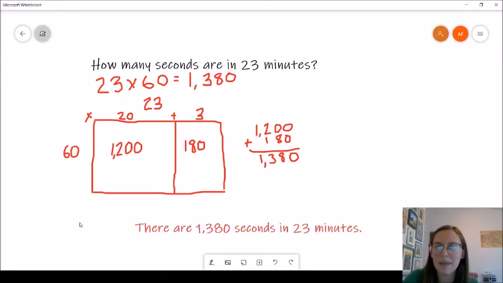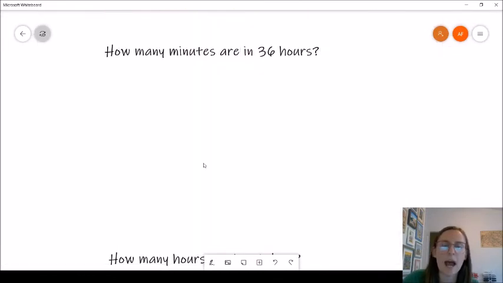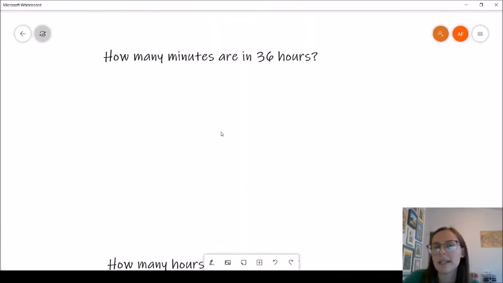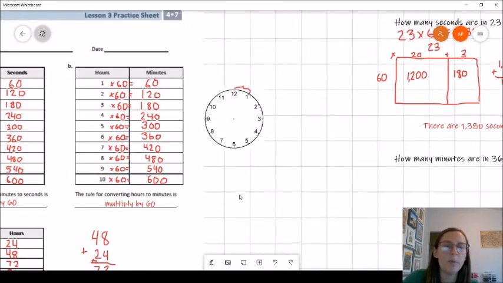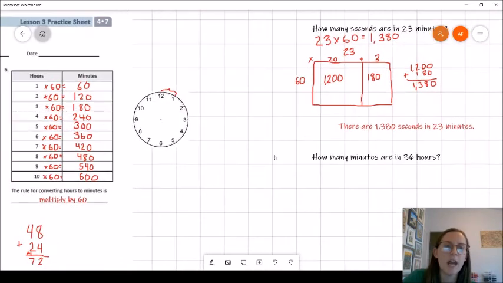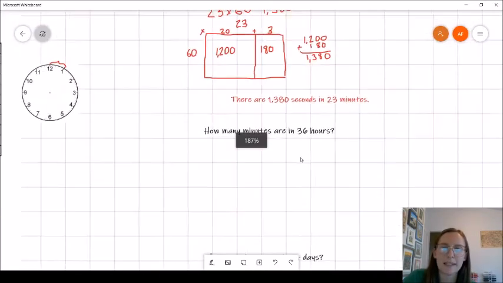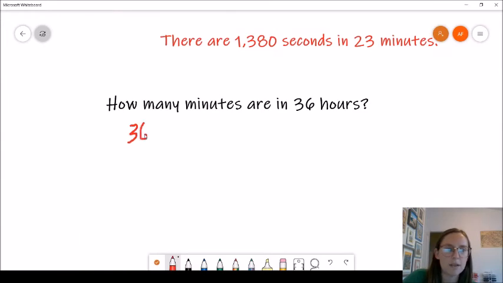The next problem that I am going to look at is how many minutes are in 36 hours. So I'm going to need to convert 36 hours into minutes. If I look back at my unit conversion table, there are 60 minutes in every hour, so my rule for converting is to multiply by 60 because each hour is an equal group of 60 minutes. So to solve this, I would need to do 36 hours times 60 minutes in each hour. Let's see, why don't I use partial products to solve this?